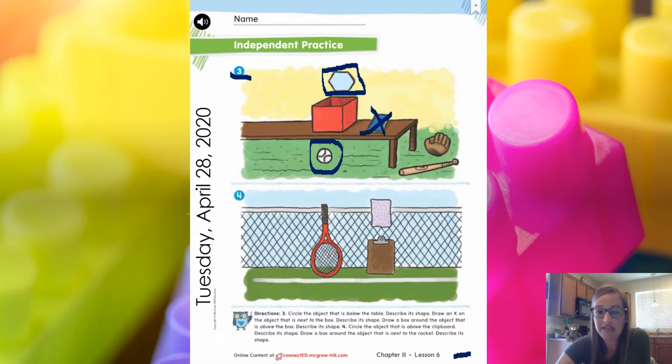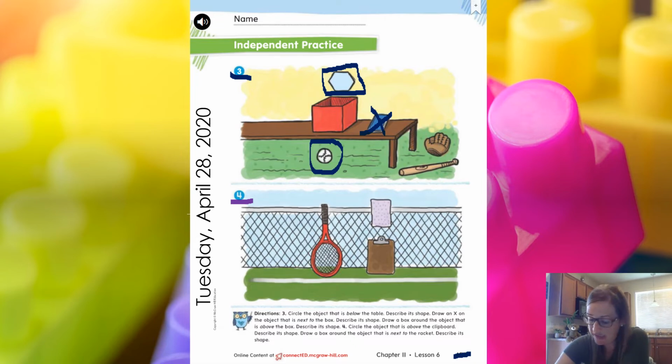All right, let's come down to number 4. I will tell you what to do, and you're going to do it, and then I will show your answers afterwards. So number 4 says, circle the object that is above the clipboard. Okay. Now draw a box around the object that is next to the racket. And that's it. So let's double check your answers.